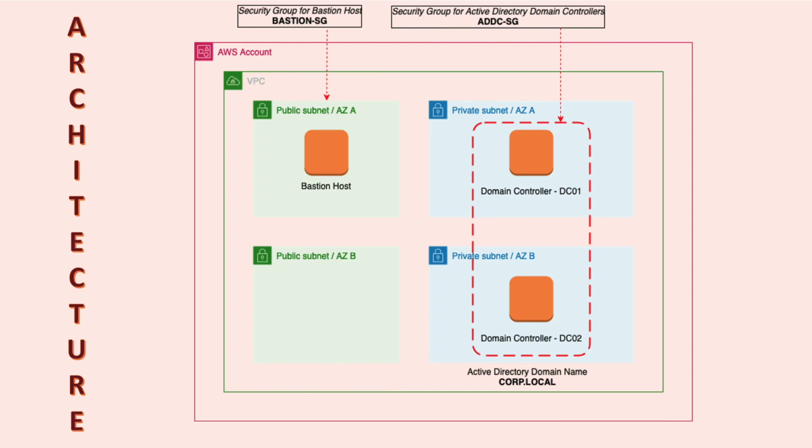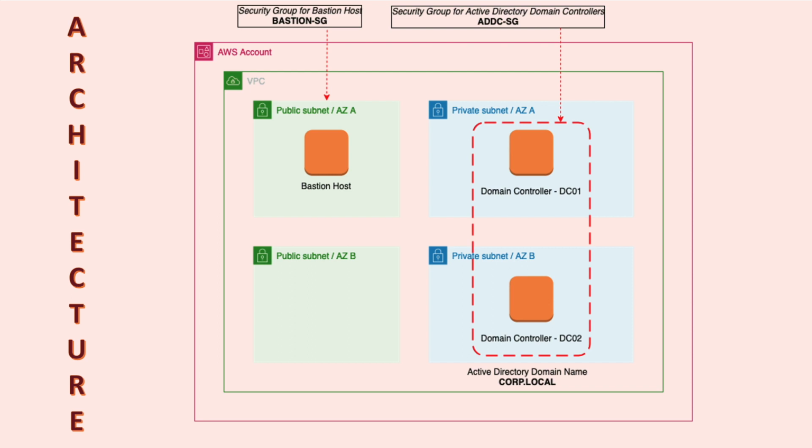Let's take a look at the network architecture for this design. As per the AWS best practices for the VPC design, we will have two public subnets and two private subnets in two different availability zones for high availability. The Bastion host or the jump server is launched in the public subnet, and it is used to RDP to instances launched in the private subnet.